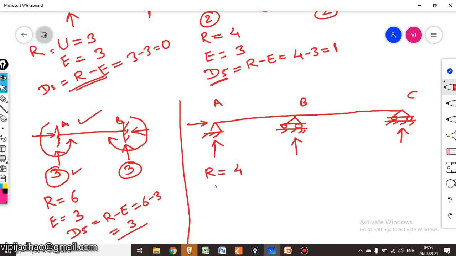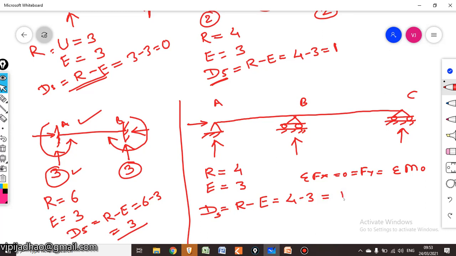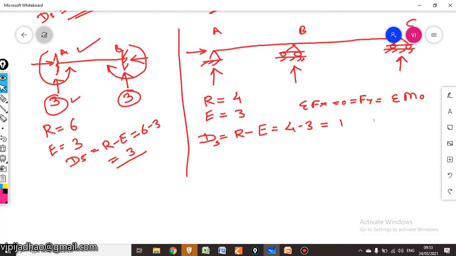Equations of equilibrium available are only 3, that is summation of forces in x direction equal to 0, summation of forces in y direction equal to 0, and summation of moment about any point equal to 0. Okay, so the degree of static indeterminacy for this particular case will be equal to total unknown reactions minus equations of equilibrium available. So this will be 4 minus 3. So the degree of static indeterminacy for this particular beam will be equal to 1 only. Okay. Now let us consider another example.